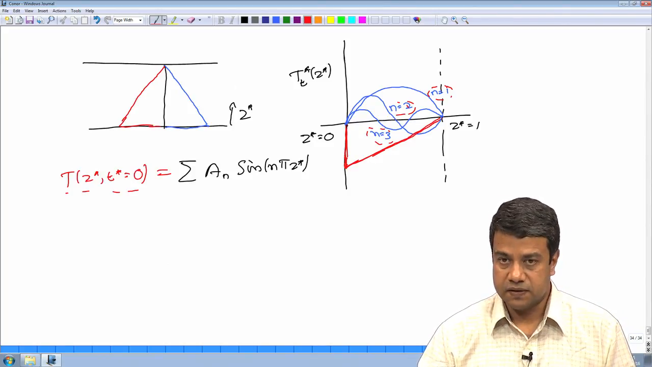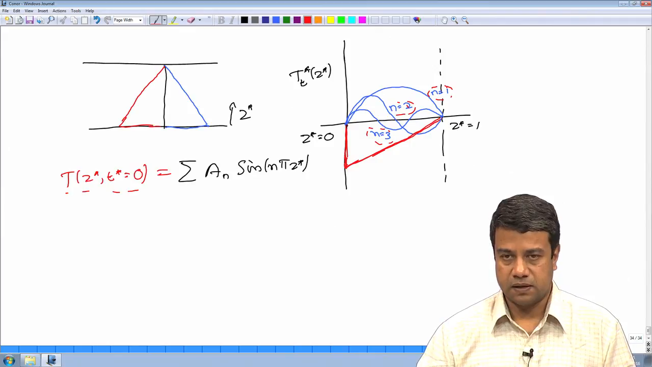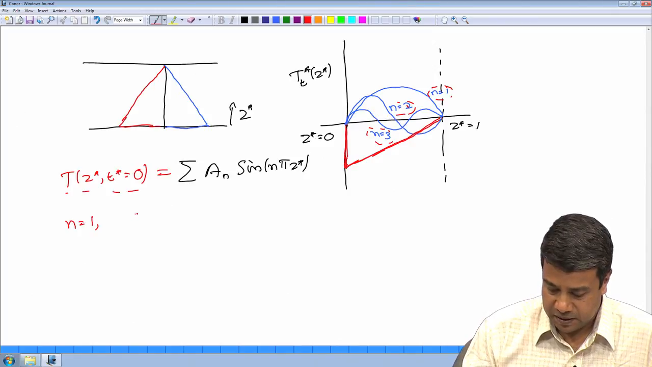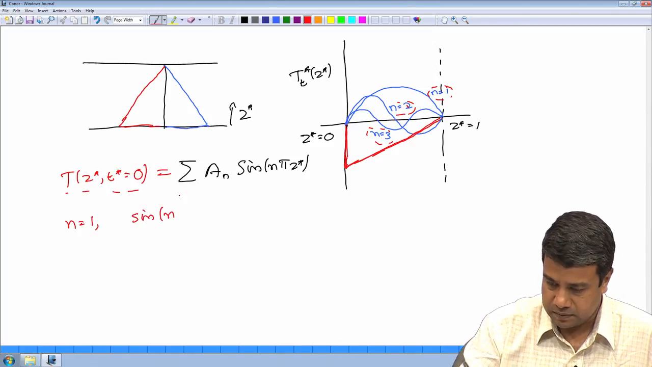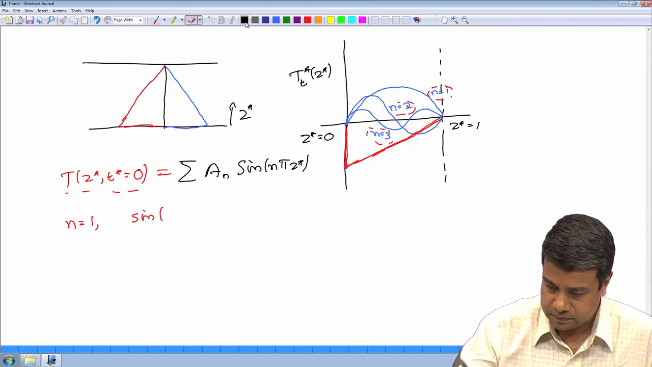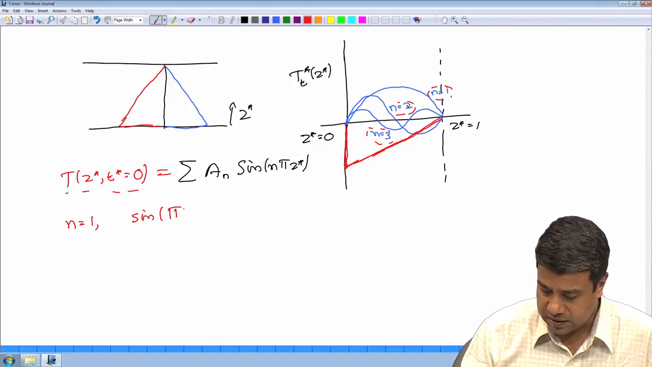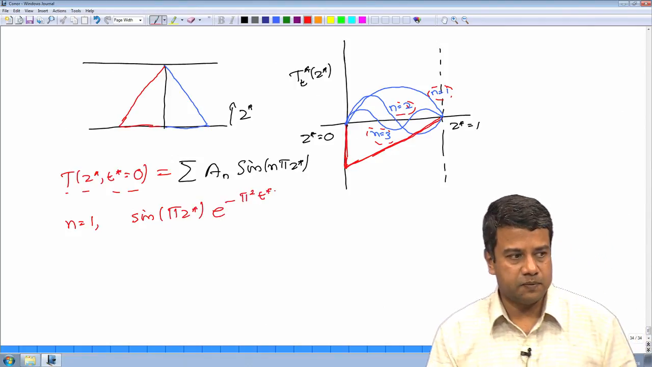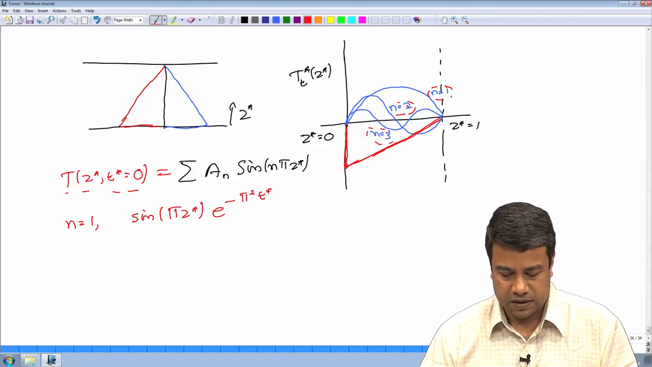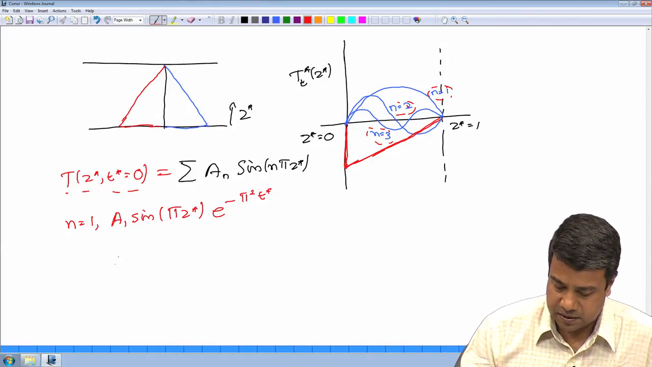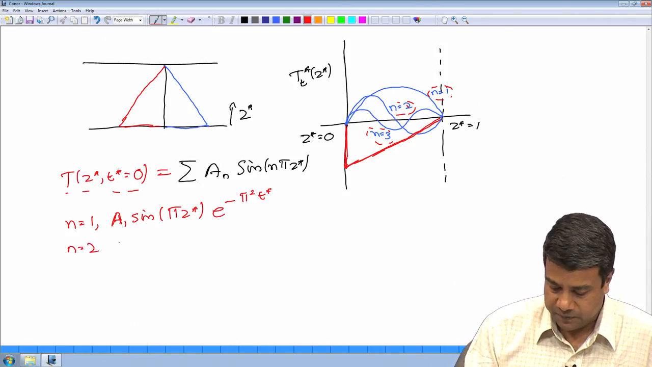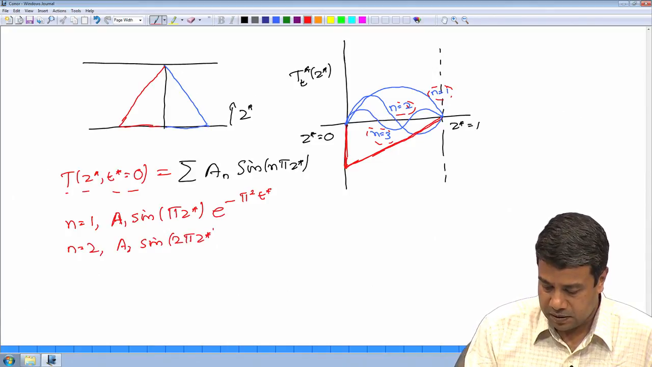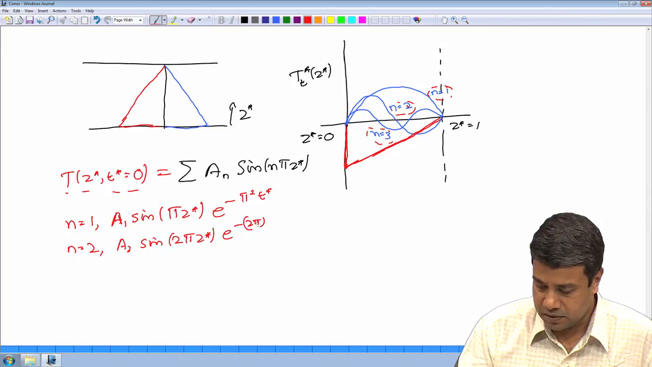Each of these functions decays at its own rate. So, for n equal to 1, the function will be of the form a 1 sine pi z star e power minus pi square t star, that is, e power minus n pi the whole square times t star. For n equal to 2, it is a 2 sine 2 pi z star e power minus 2 pi the whole square t star.